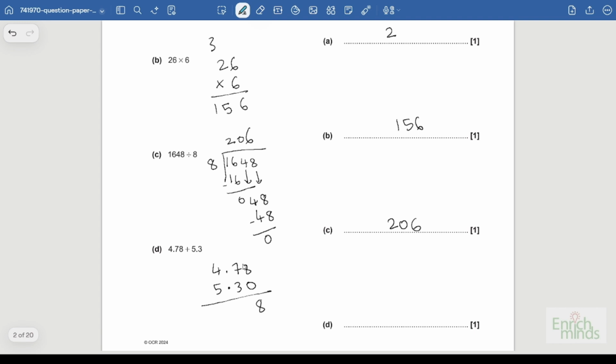So there is 8. So when you add them, we have 8. 7 plus 3 is 10. Then there is carry 1. 5 plus 1 is 6, 6 plus 4 is 10. So the answer is 10.08.